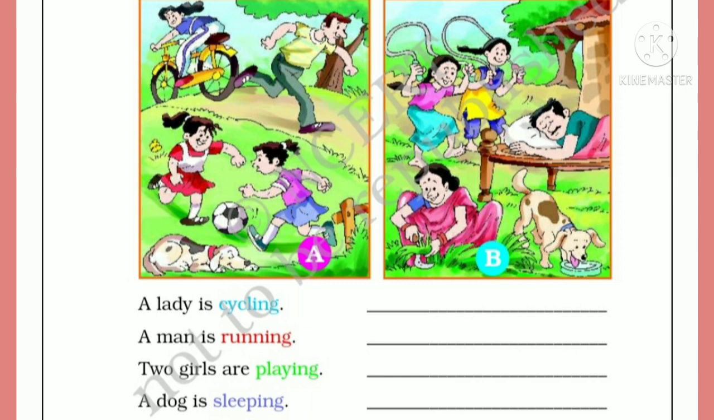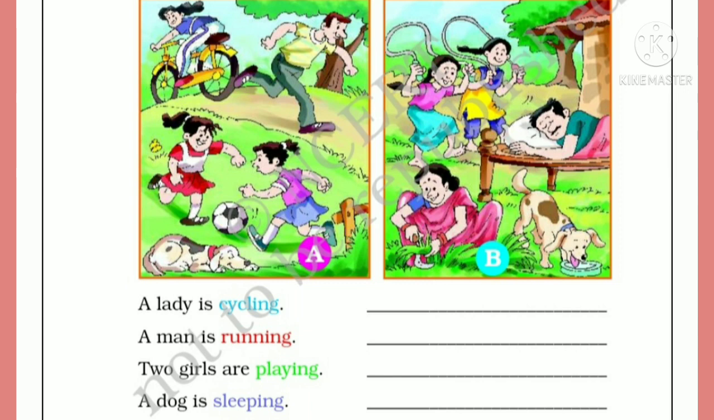Now, under B picture, you have to write down what each is doing, but instead of a lady, you will write down she, a man, you will write down he, two girls, you will write down they, and a dog, you will write down it.